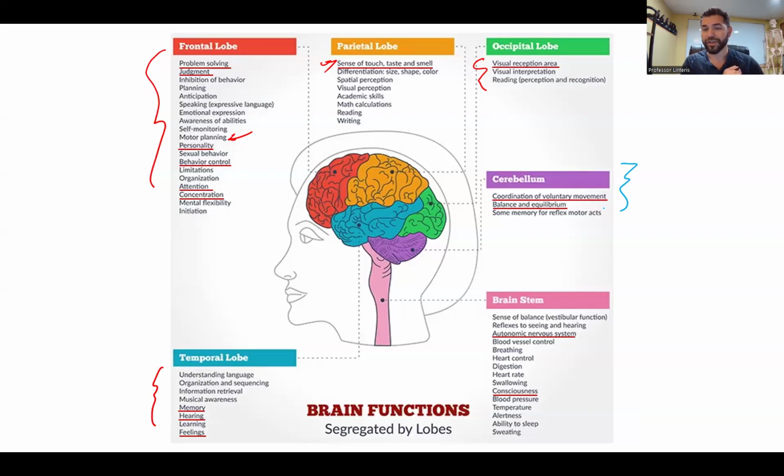Cerebellum, coordination, voluntary movement, balance, equilibrium, right? Brainstem, vital functions, right? ANS, talked about that last lecture. Autonomic nervous system, important vital functions like regulating heart rate, breathing, control of heart, some digestive aspects, swallowing, you know, pretty important stuff.